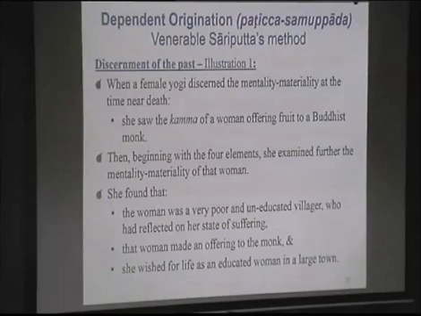When a female yogi discerns the mentality meditated at the time near death, she saw the karma of a woman offering fruit to the Buddhist monk. That's one example. Then, beginning with the four elements, she examined further the mentality of that woman. She found that the woman was a very poor and uneducated villager who had reflected on her state of suffering. The woman made an offering to the monk, and she wished to be reborn as an educated woman in a large town, or in Singapore.